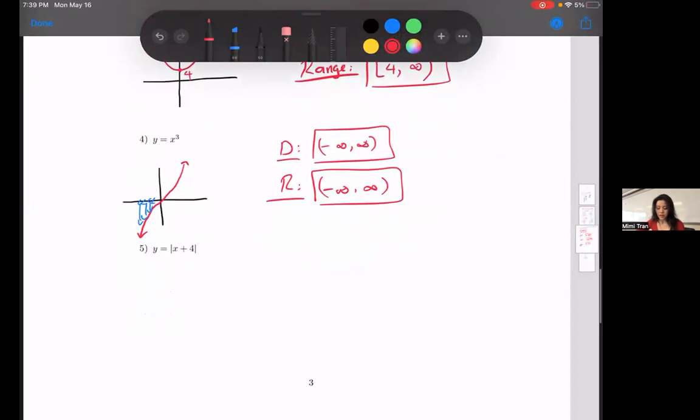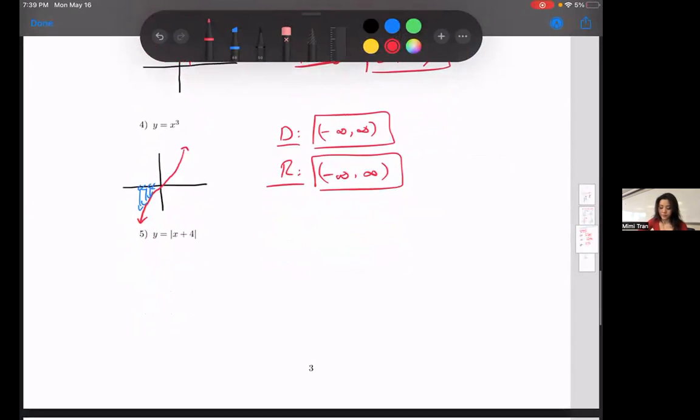What about y equal absolute value of x plus 4? Again, use your decimal to grab this. This is going to move to the left 4 units. By the way, y equal absolute value of x is a V-shaped graph. Plus 4, so you move to the left by 4. I'll show you how to shift functions later, but not now. Now I just use decimal.